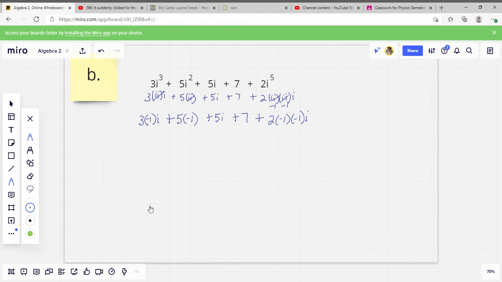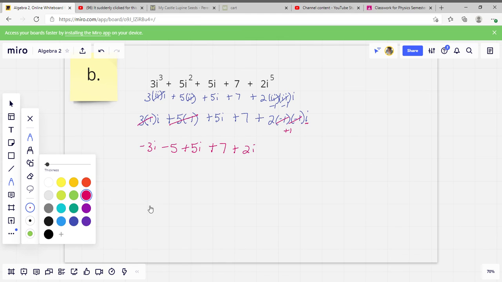All right, then we're going to simplify down further than that. 3 times negative 1 would be negative 3i. 5 times negative 1 would be, oops, I need to get rid of that plus sign because that needs to be a minus. Minus 5. Here we've got plus 5i plus 7 plus, we don't know if it's plus or minus yet. Negative 1 times negative 1 would be positive 1. Positive 1 times 2 is just 2, so plus 2. And then we've got an i left right there.